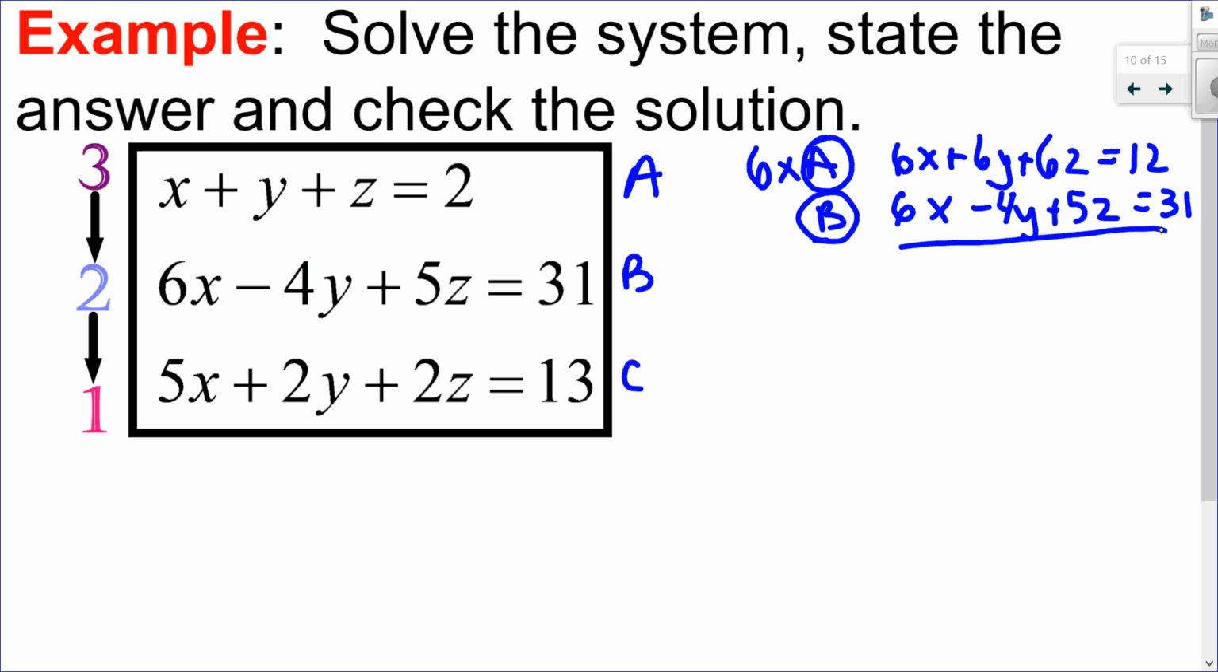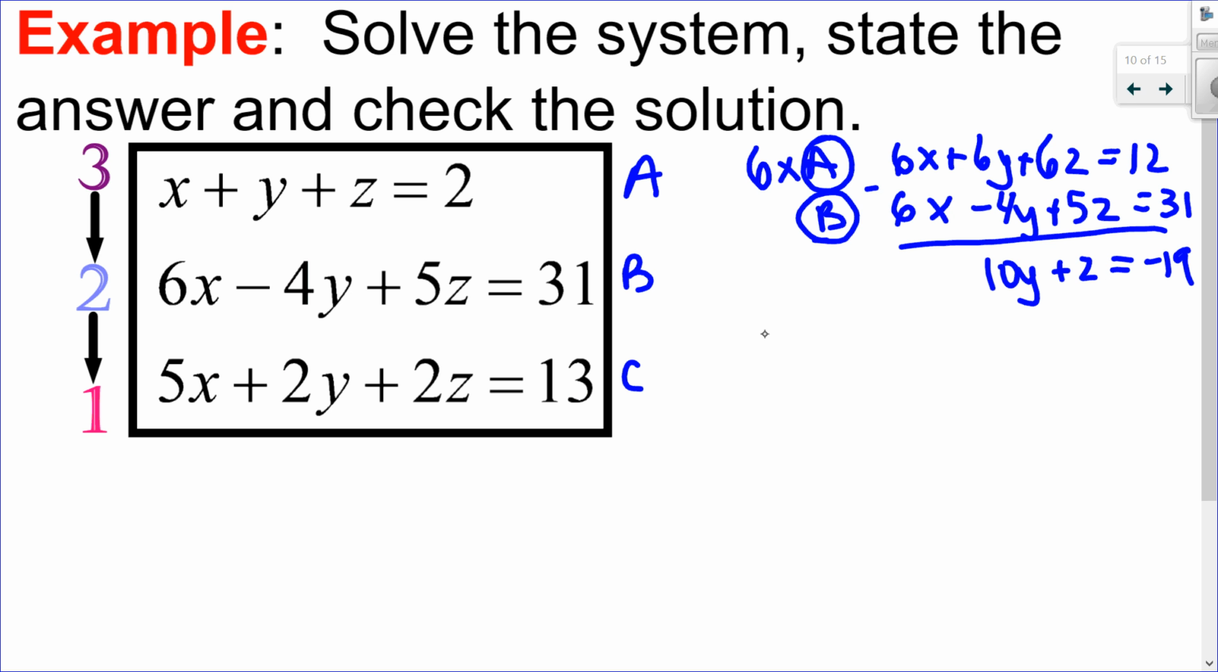So I'm going to do 6x take away 6x is 0. 6y take away a negative 4y is 10y. 6z take away 5z is z. And 12 take away 31 is negative 19. Okay, so I've got one equation with 2 variables. I need another one to go with it.